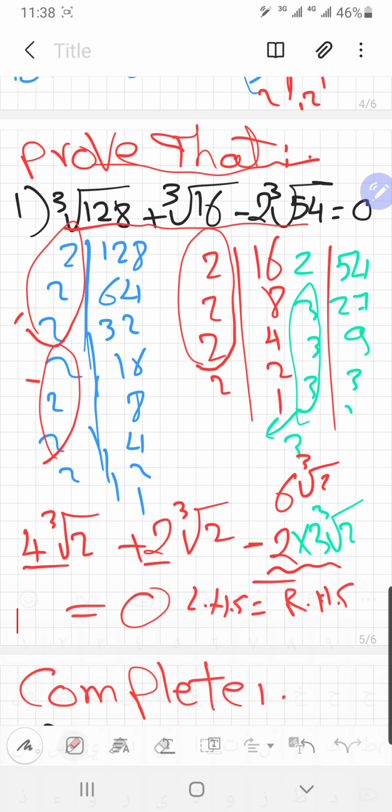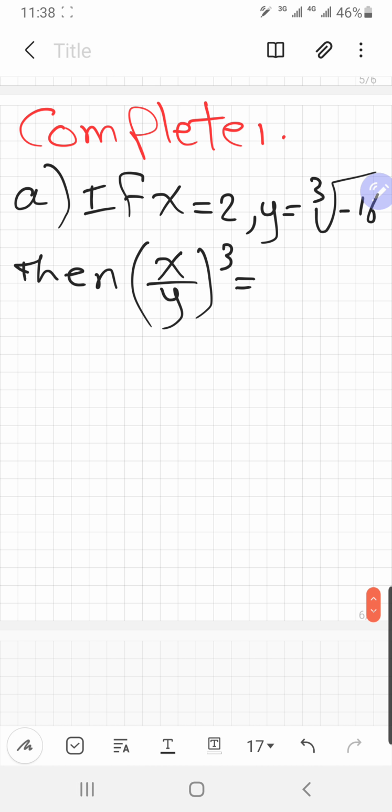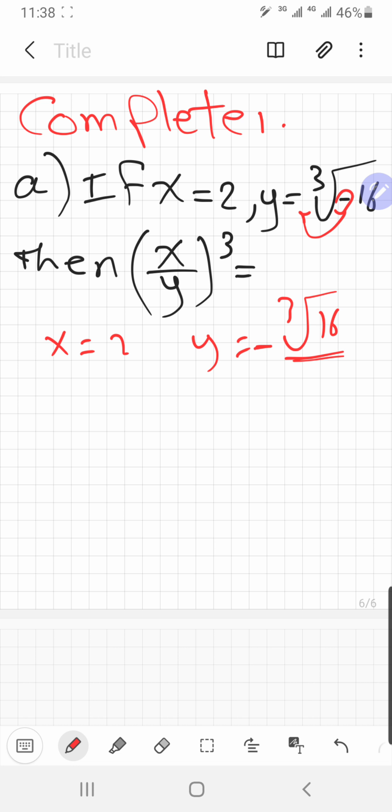Okay, now let's take the last example. In this one, if x equals 2, y equals cubic root of negative 16, then I want the value of x over y all to the power 3. First of all, x equals 2 as it is. What about y? Here you have negative, put it outside, so it will be negative cubic root 16. Is cubic root 16 in the simplest form? Of course no, so I factorize it.